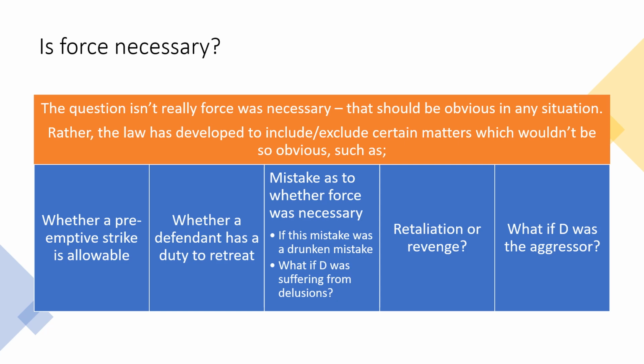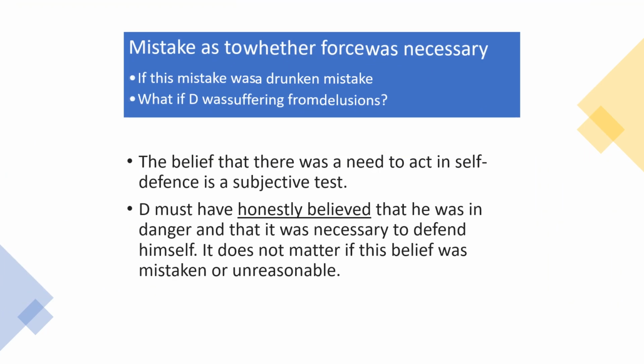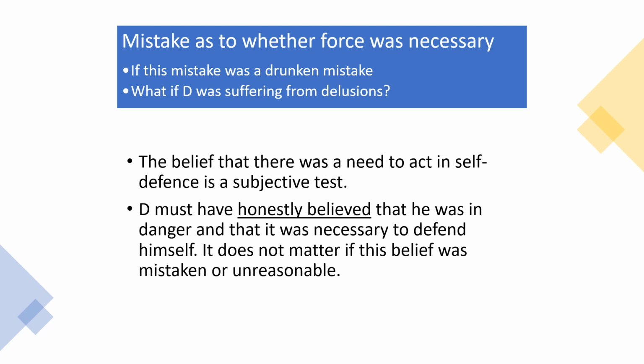And so what we've got next is mistake. So what if the defendant has made a mistake in terms of whether they were allowed to use force? Now, the trick here is the belief that they would need to act in self-defence is a subjective test. Now, what must be proven then is that the defendant must honestly believe that he was in danger and it was necessary to defend himself. It doesn't matter if the mistake in this belief was mistaken or unreasonable. It just has to be genuinely held and honestly believed.